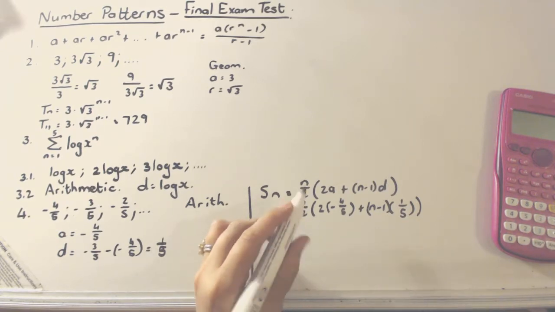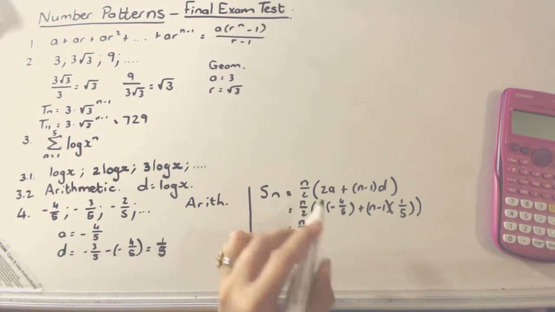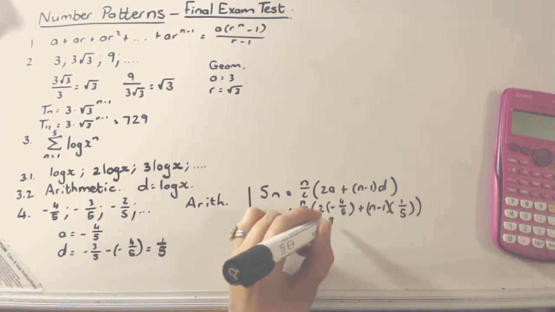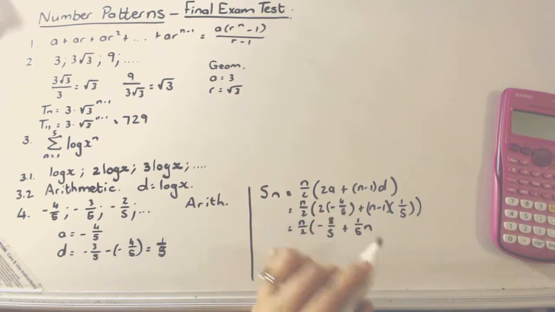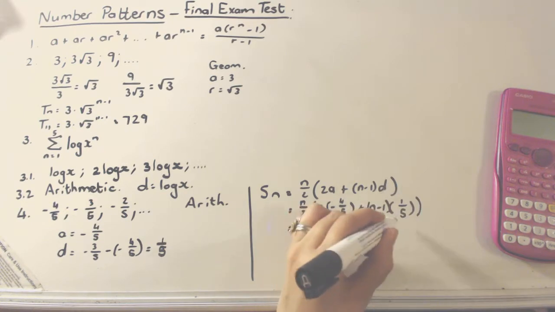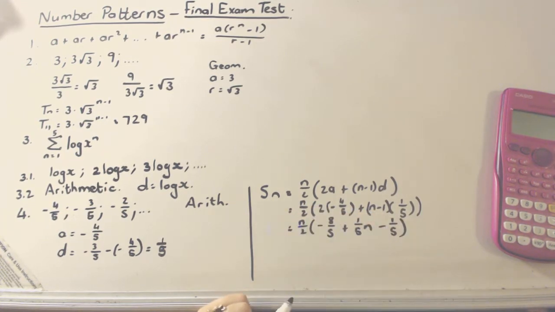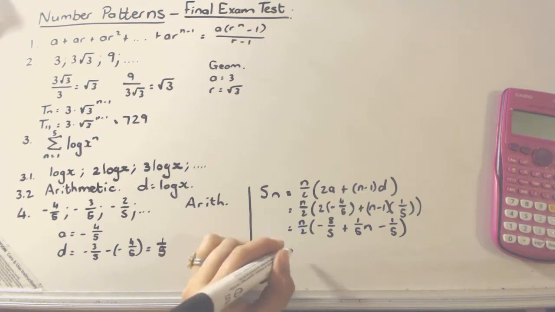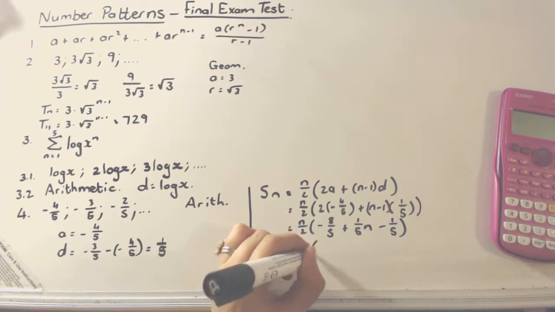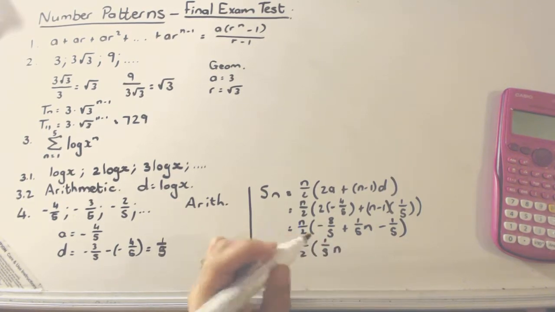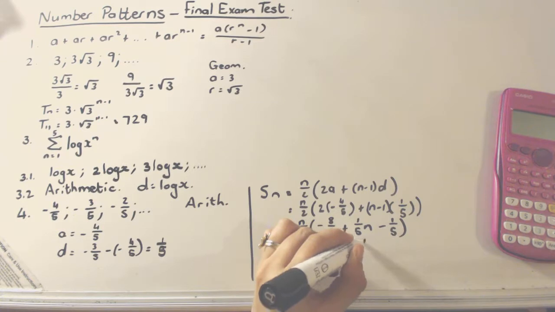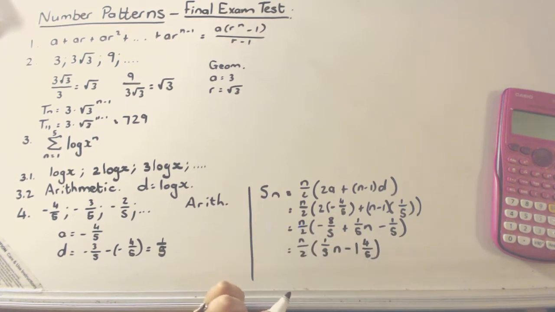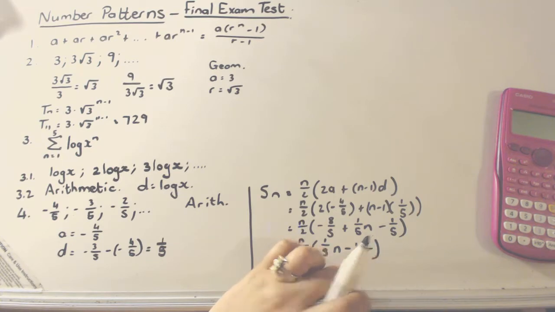Okay, so this is n over 2 times negative 8 over 5 plus 1 over 5 n minus 1 over 5. And then this is n over 2 times (1 over 5 n minus 9 over 5), which is 1 and 4 over 5. And then I think you can leave it like that.